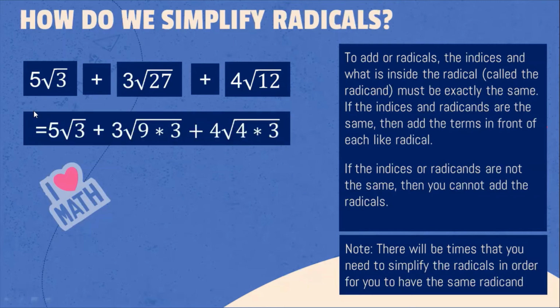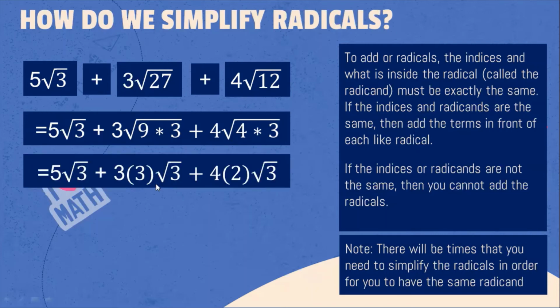It goes like this. We copy 5 the square root of 3. Then 3 the square root of 27: the factors of 27 are 9 and 3, and 9 is a perfect square. The factors of 12 are 4 and 3, and 4 is a perfect square. We can simplify the square root of 4. We can simplify the square root of 9. The square root of 9 is 3. The square root of 4 is 2.